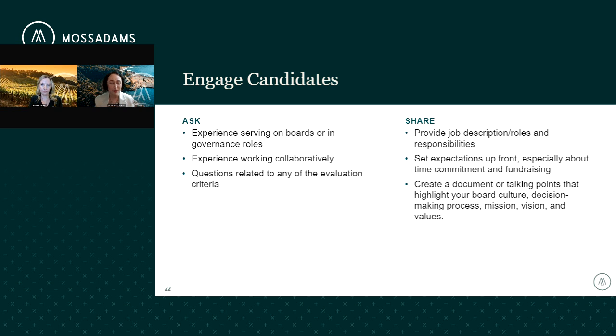But I think potentially the more interesting side of this slide is the share side, because I think we forget to do some of these elements sometimes, which is we really want to be setting expectations right up front and helping people understand what would actually be required of you in this role. So as they're evaluating whether or not they want to join your board, they have all of the information there. So having formal job descriptions, roles and responsibilities, that can be very effective.